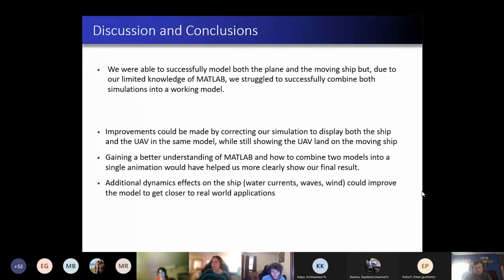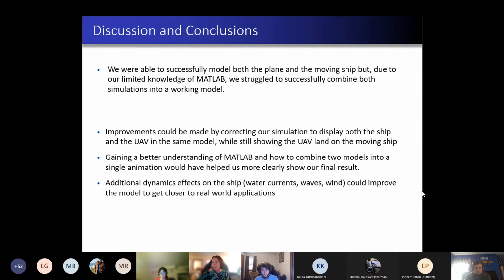So we were able to successfully model both the plane and the moving ship, but due to our limited knowledge of MATLAB, we struggled to combine them both into the same animation. We were messing around with it, and we kind of got one working, but it was really hard to see both the plane and the ship just due to our axes. We could have improved the project by having more time and being able to improve on our skills in MATLAB and correcting our simulation to display both the ship and the UAV in the same model.